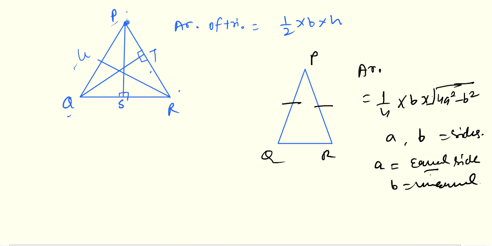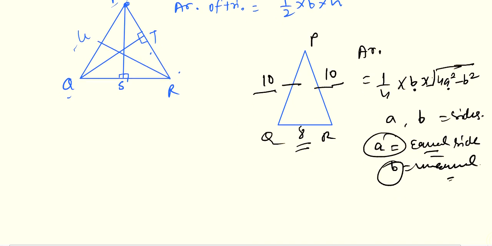Now what do you mean by equal and unequal? Simply PQR is your isosceles triangle. Let this is 10, that means this is also 10 and this one is 8. So this 10 and 10 will be the value of A, equal sides, and this 8 is unequal, so that is B. So in this formula B is different while A is equal sides.